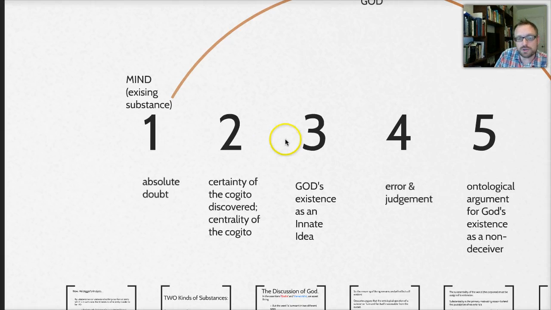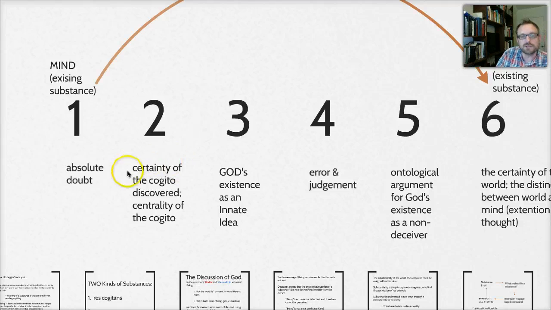In Meditation 2, Descartes discovers the certainty of the cogito, right? He discovers the idea that I think, therefore I am, or I think, I exist, which means that we have a centrality of the cogito. He talks about the wax here as well. And in Meditation 3, Descartes then catalogs the different types of ideas that are possible within the mind by the cogito, and he recognizes that there are at least two ways in which we have an innate idea of God's existence.